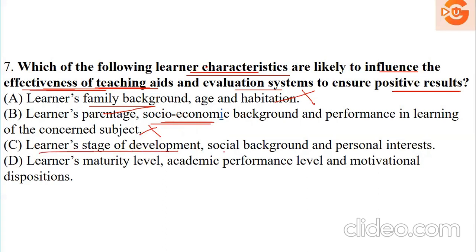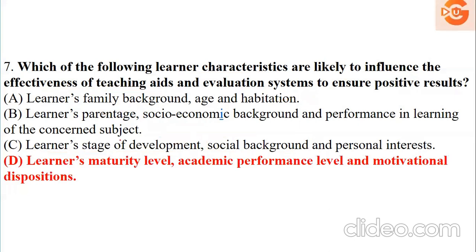Learner's stage of development, yes, but along with it they have given social background, where family and parenting come in, so no, and personal interest, no, it's not related. Learner's maturity level, yes. Academic performance, yes. Motivational dispositions, yes. This can be a close relation to ensure that they influence teaching and definitely give a perfect positive result as per the evaluation. So your option number D is the right answer.